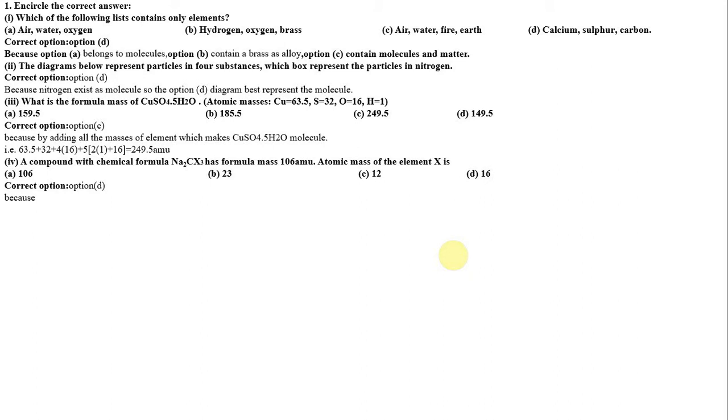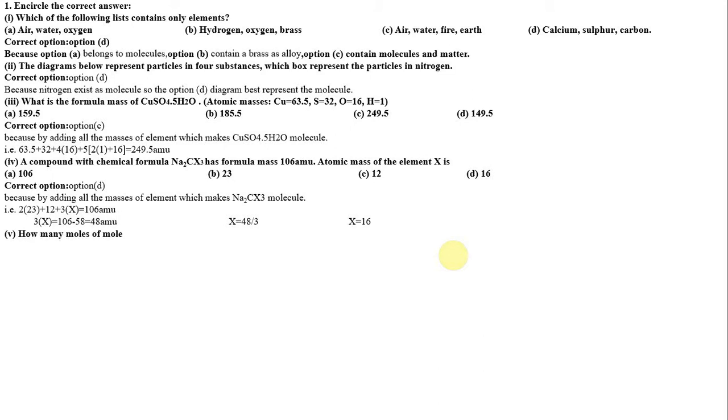Option D, because by adding all the masses of the elements which make the Na2CX3 molecule, that is 2 into 23, 23 is the atomic mass of sodium, plus 12 atomic mass of carbon, plus 3 into X is equal to 106 AMU. We will get 3X is equal to 106 minus 58, 48 AMU, and X is equal to 48 divided by 3. X is equal to 16.